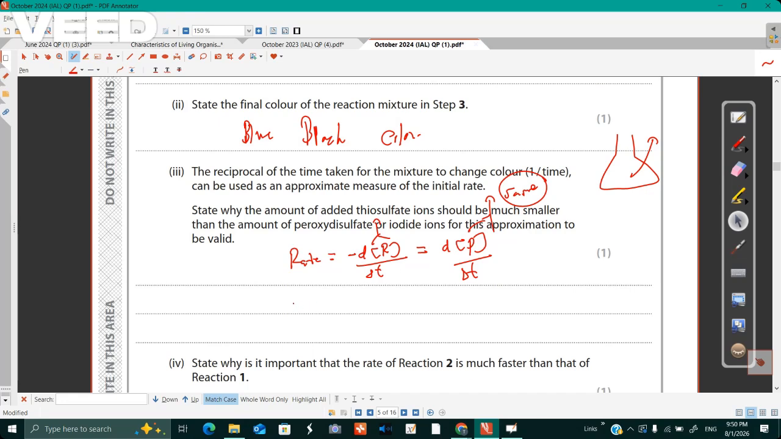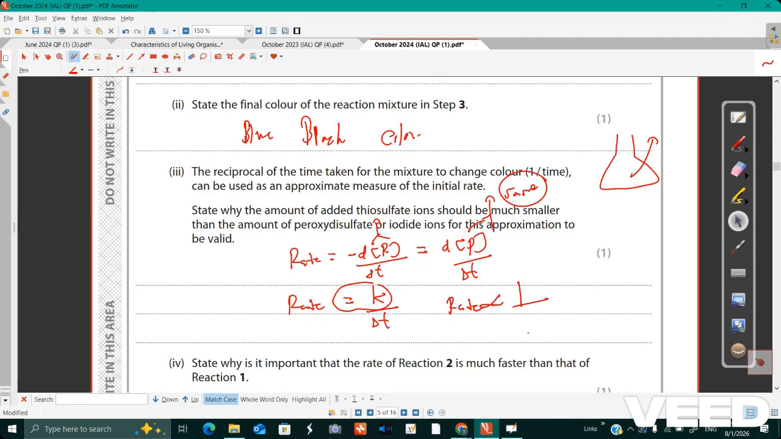The blue color appears when the same concentration of product is formed. So we can write rate equals delta P over delta T, and delta P is always constant. Therefore, you can call it K over delta T. So we can remove the equal sign and K. So rate is what? Inversely proportional to delta T.